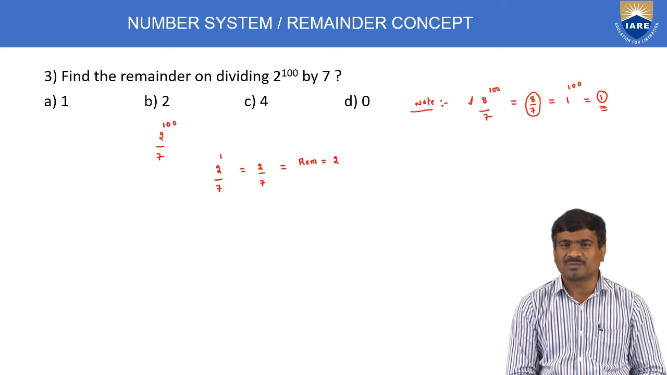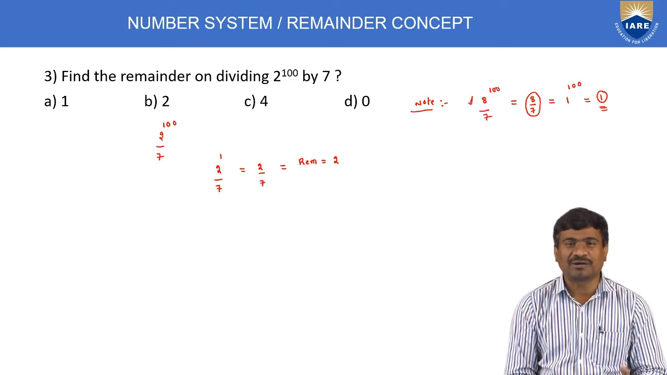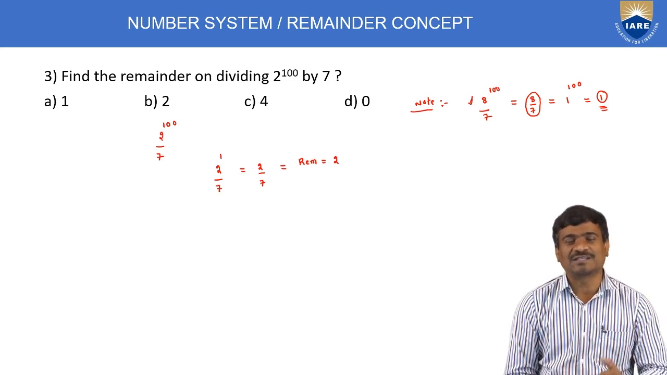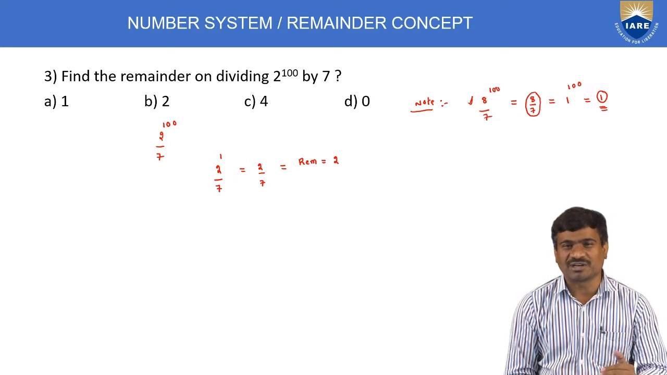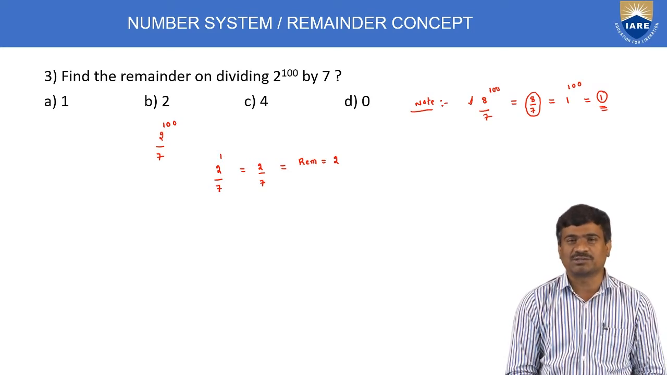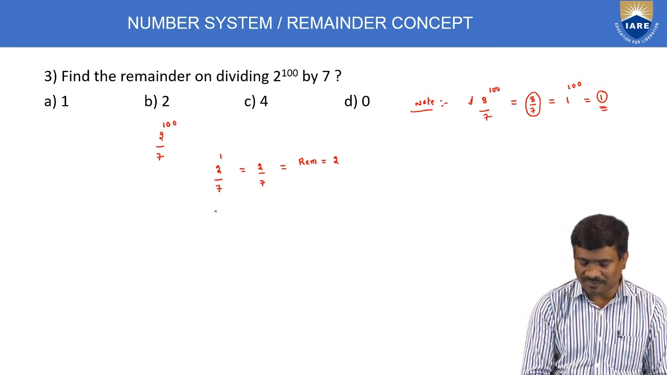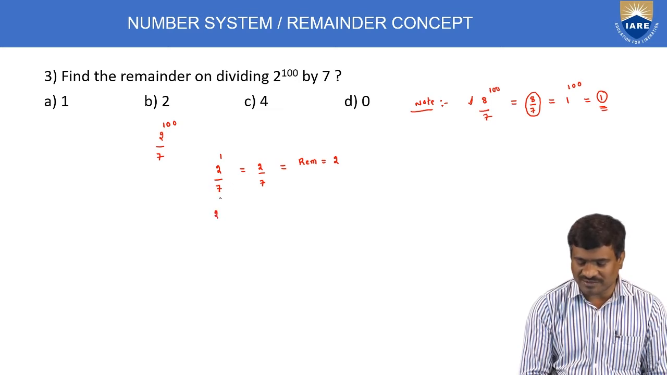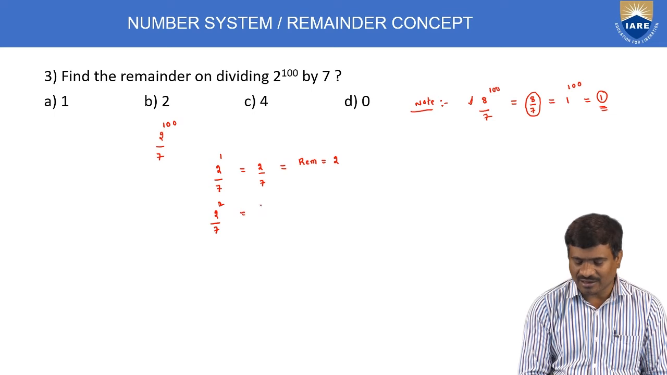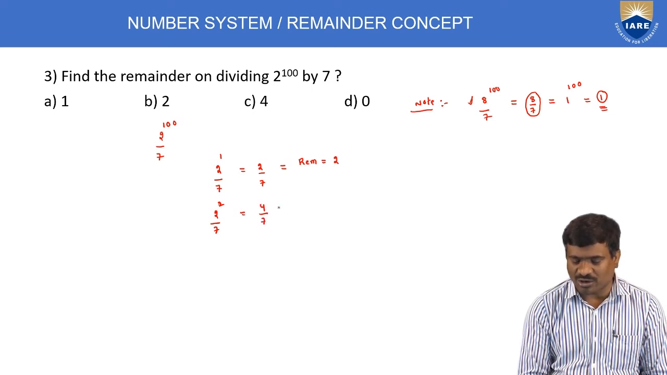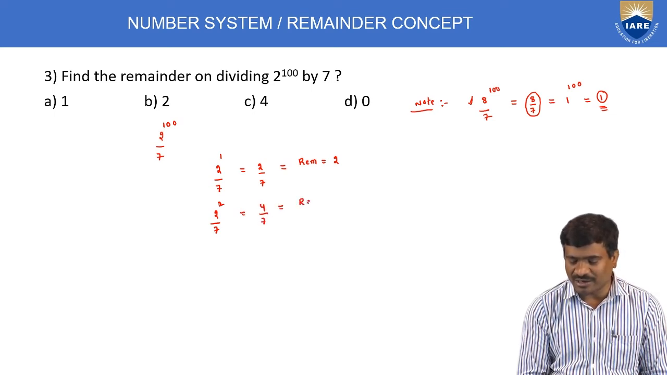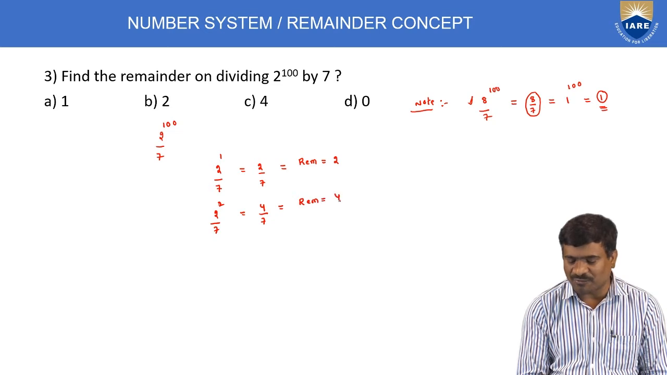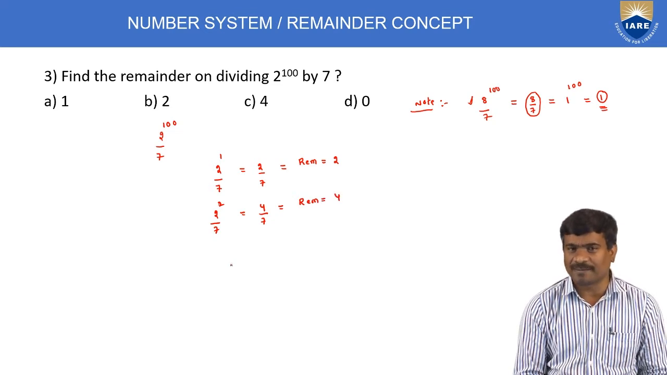Don't convert into decimal, 0.02. That is not correct. Consider only the fraction. 2 is not divisible by 7, remainder only 2. Similarly, 2 to the power of 2 by 7 means 4 by 7. Again 4 is not divisible by 7, remainder only 4 because not divisible.